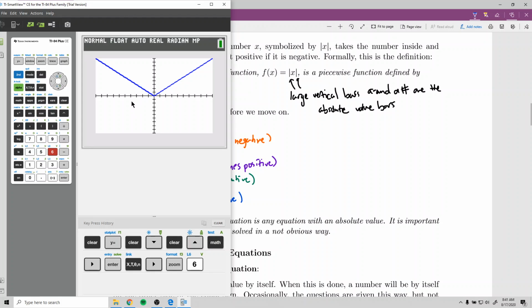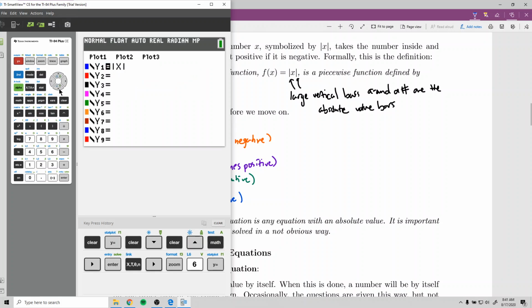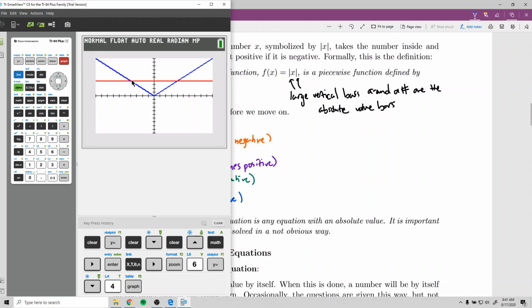Now the reason I want to graph this is when we solve equations, we're going to be solving something like the absolute value of x equals 4. If we want to solve the absolute value of x equals 4 graphically, we'd have the absolute value of x, and then set the other one equal to 4, and see where they intersect. And you can see it has two answers because it has 2 points where it intersects. I don't even care about the x value right now. For a second, it has two answers.